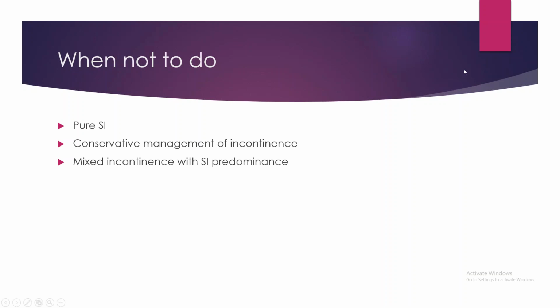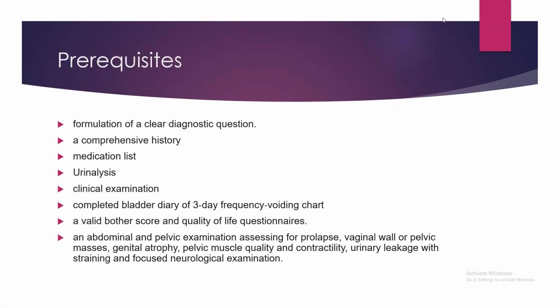So remember, there are only 4 indications of urodynamics with our relevance. Okay, there are other indications like neurogenic and all these things, but these are not for our relevance. Okay, now what are the prerequisites?